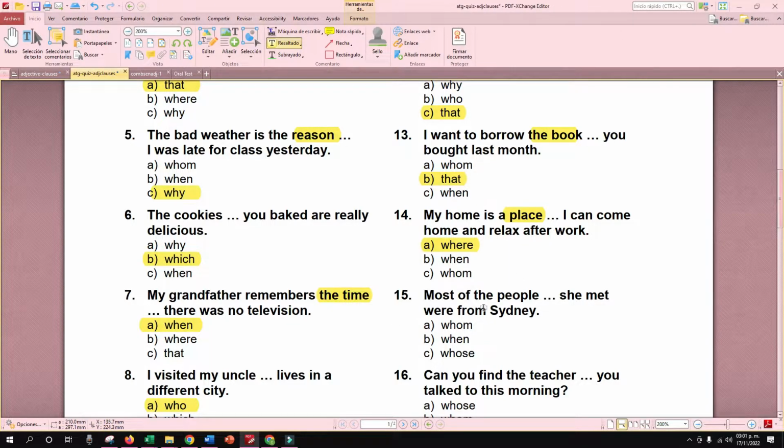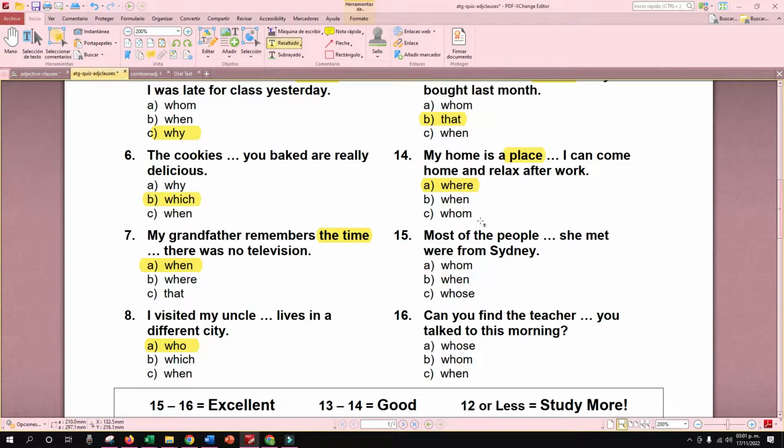Nice. And most of people she met were from Sydney. You have whom, when, or whose. Which could be that? I'm talking about people, right? What is the answer, guys? Whom. Perfect. So you're talking about people in this case. Most of the people whom she met were from Sydney.